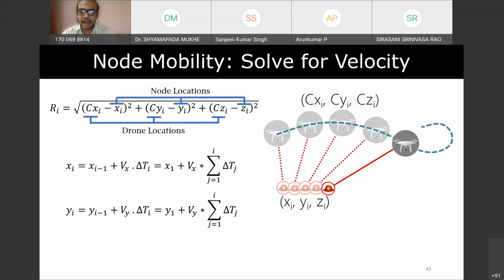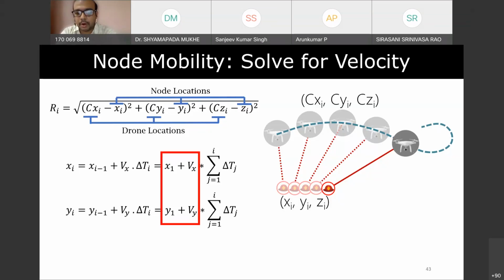Same for the y direction. And if you do it recursively for all these locations xi, yi, and zi, suppose he has started running from x1, y1, and towards the end where I want to do the multilateration, he has reached x5, y5. So x5 is nothing but x1 plus Vx multiplied by the sum over j equal to 1 to i, if you have 5 entries, 10 entries, of delta Tj. Those are the time gaps. So this is a simple kinematic equation where I am just adding velocity times time, and that is the innovative use of it. That is what is important here.